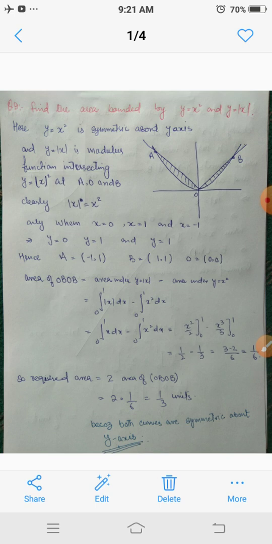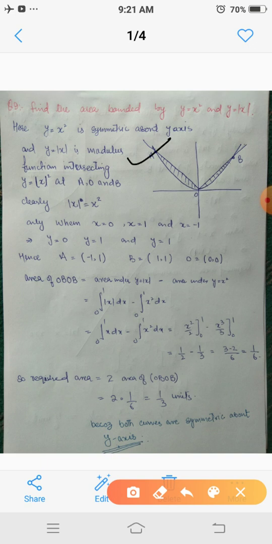Now another question, which is question 9: find the area bounded by y equals x square and y equals mod x. Now you know that the curve y equals x square is an upward parabola, and it is symmetric about the y axis. Similarly y equals mod x has a V-shaped graph, which is also symmetric about the y axis. When we draw the graphs of these two functions, they intersect each other at 3 points, A, O, and B. Now we have to find this shaded area.